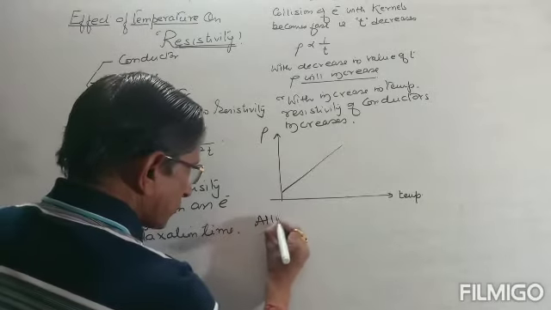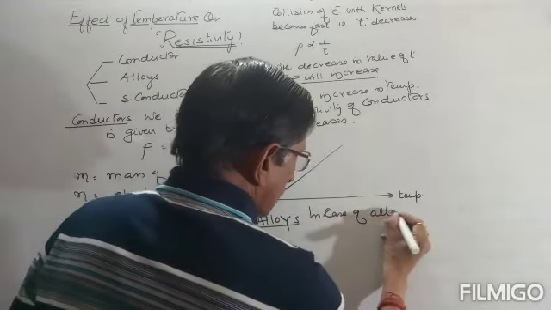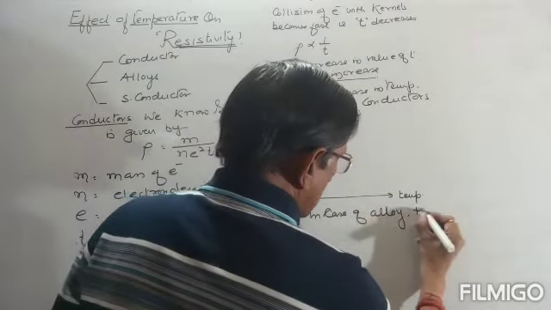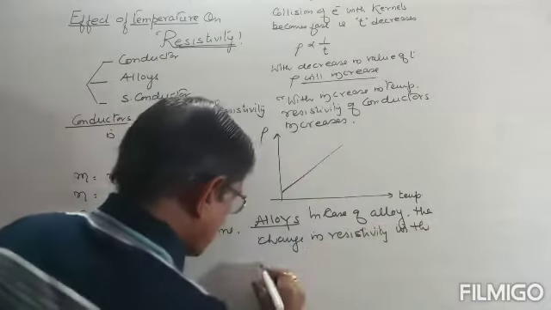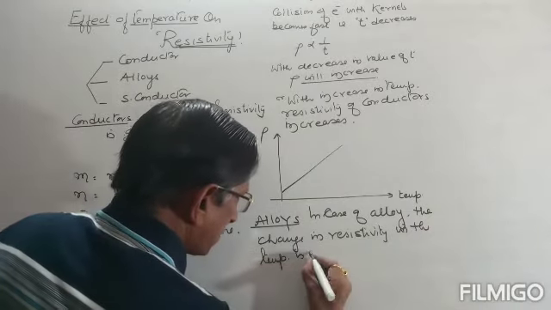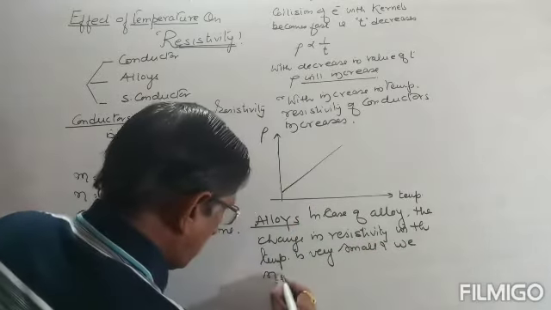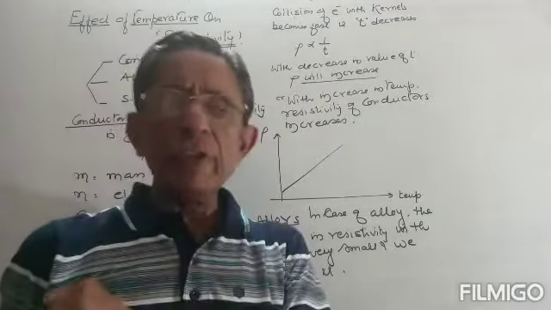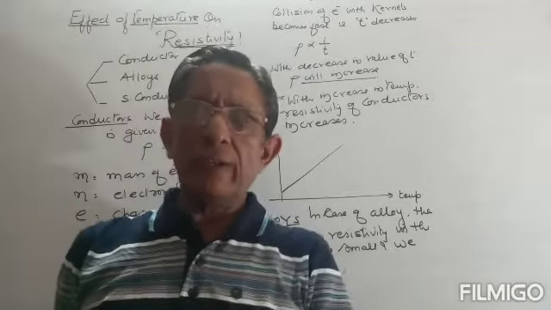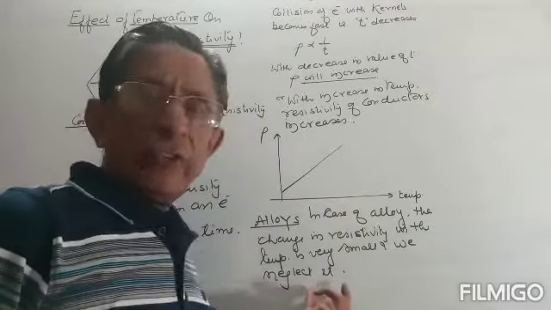Then comes your alloys. In case of alloys, the change in resistivity with temperature is very small, and we neglect it. But in case of alloys, resistivity changes, resistivity increases very slightly. The change is so small that we neglect it. So in case of alloys, there is no change in resistivity.